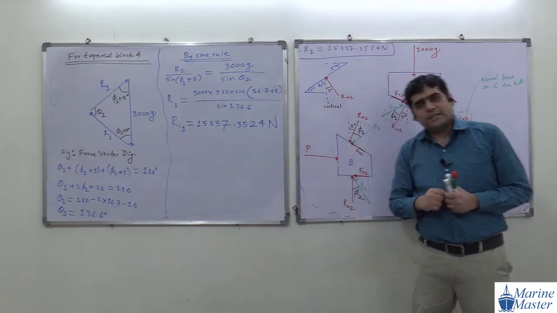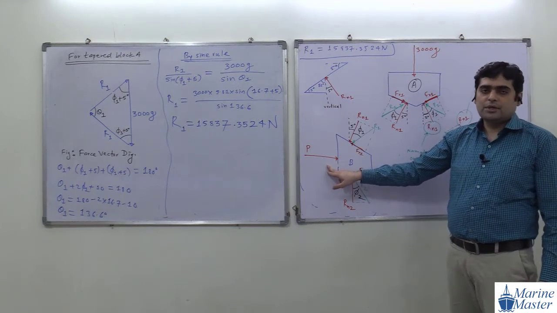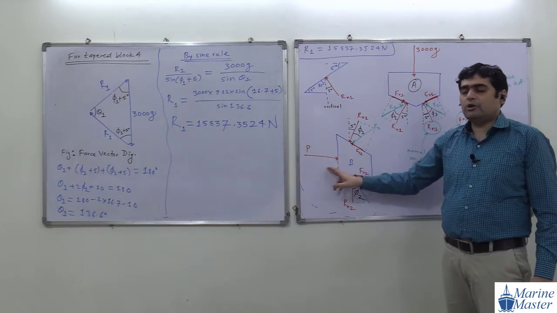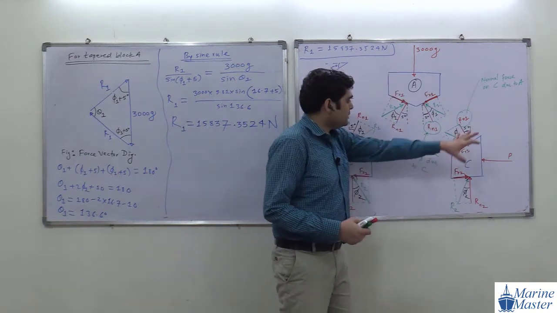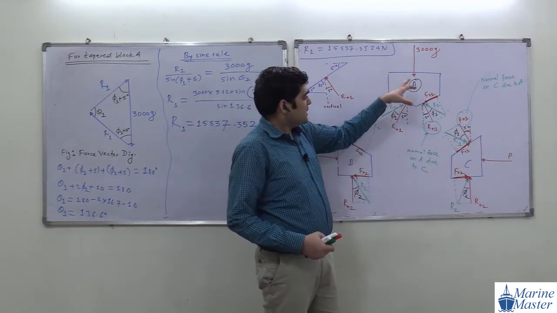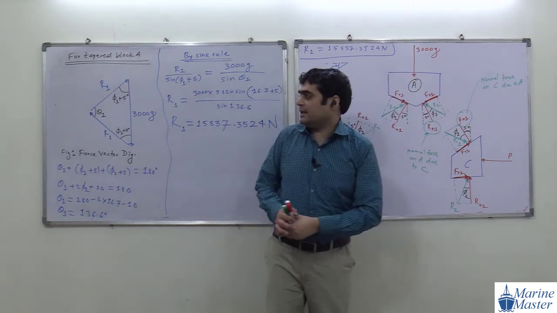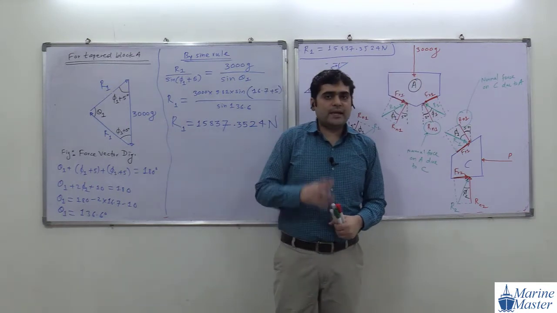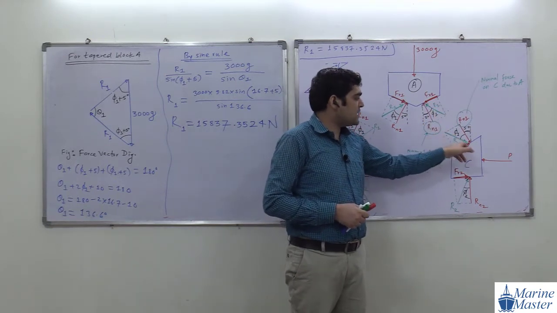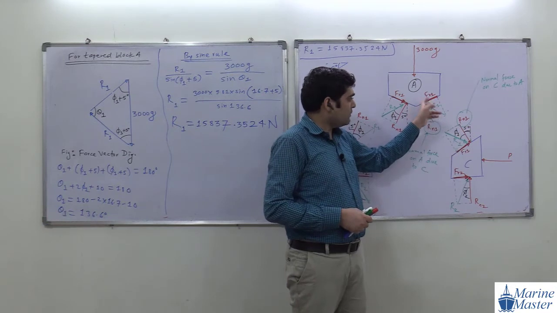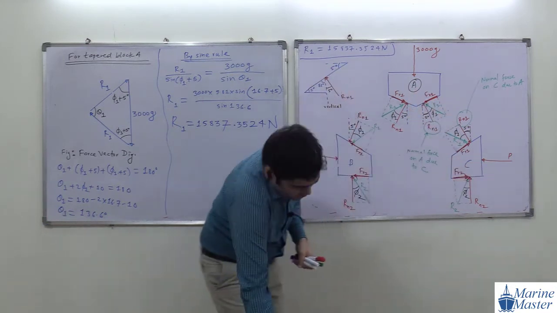Now try to see the scenario here. What is our final target? Final target is we have to find out P. And for P, we are going to use the force vector diagram we have drawn, and from the force vector diagram we got R1. Whatever the value of this R1, the same will be this R1, action and reaction. So what are we going to do now?